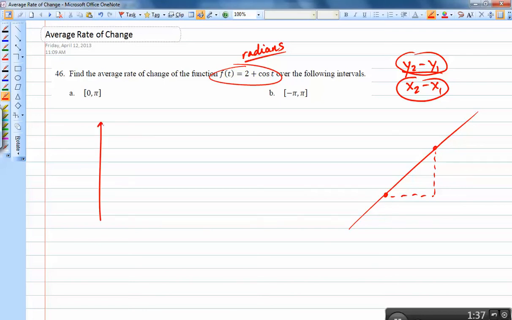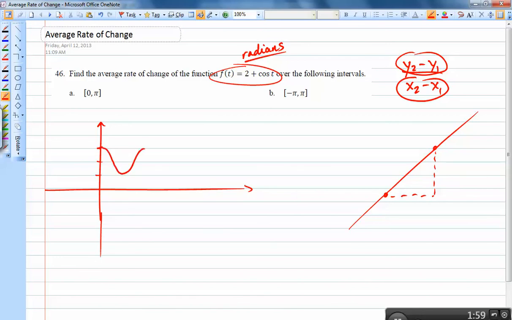So if I graph this, let's see, cosine plus 2. So let's see, up 1, 2. And cosine starts 1 unit higher than that. So cosine t plus 2 is going to do this sort of thing. It's basically the cosine graph just moved up 2 units. And the low point is 1, the high point is 3.